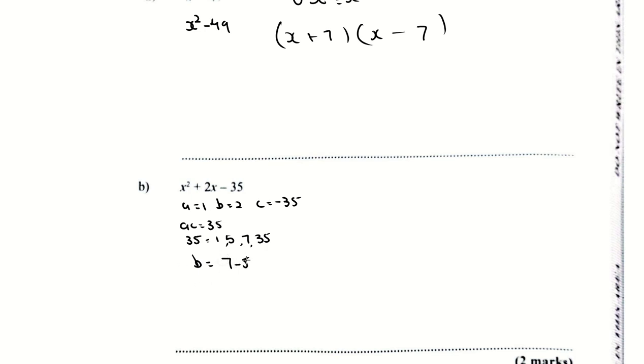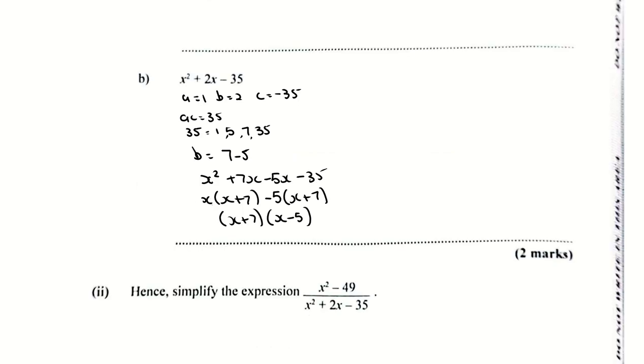So now you're going to replace 2x with 7x minus 5x, so it'll be x squared plus 7x minus 5x minus 35. That's x by x plus 7, and then minus 5 by x plus 7. Your brackets must be the same because it's the same. We put it as x plus 7, and the next bracket is going to be what is outside, which is x minus 5. And that is your answer for part B.